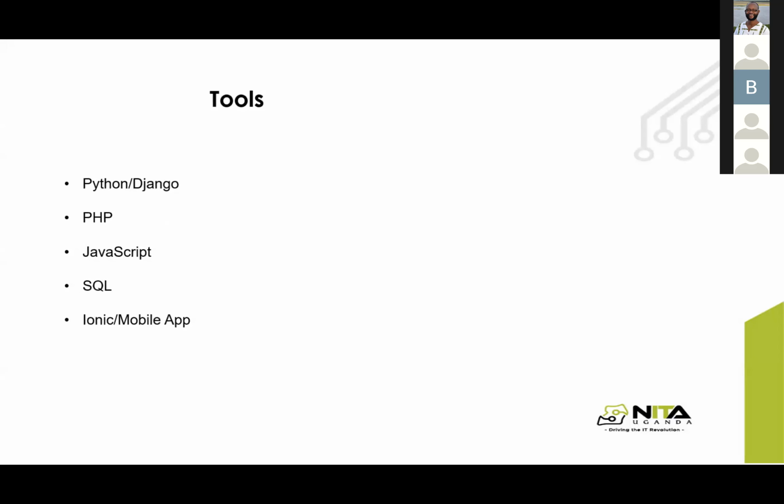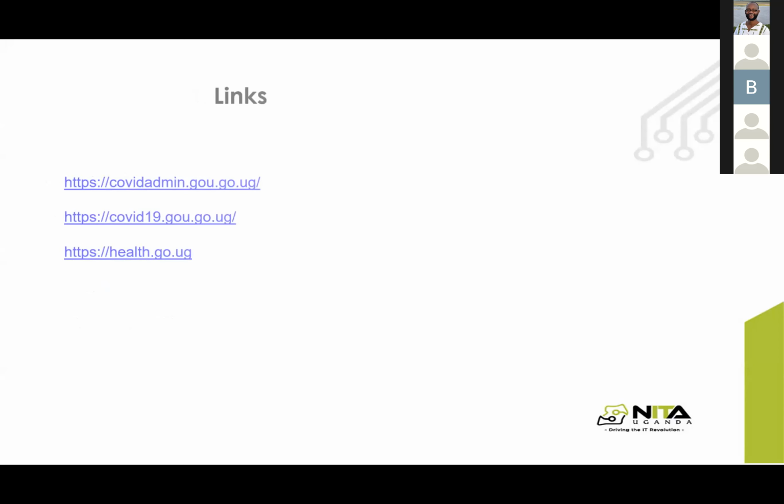So yeah, we use the normal tools: Python, Django, JavaScript, SQL, and Ionic for mobile apps. And then, these are the main links the government of Uganda is actually using. The top one there is the internal dashboards, so that has some login credentials. And then the second one is the general portal for anything about COVID happening in Uganda. And then that's the Ministry of Health website.